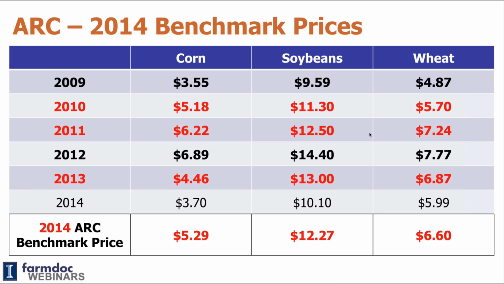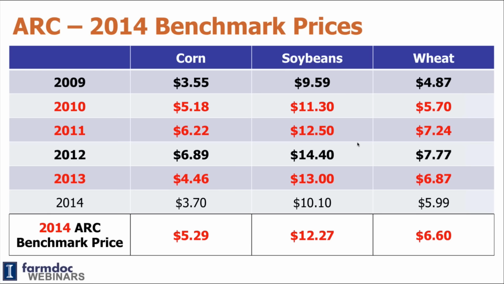So if we take a look at prices here, I'm going to start with 2014 just to illustrate how things changed, or actually did not change much, for 2015. So 2014, last year's benchmark price was $5.29 for corn, $12.27 for beans, $6.60 for wheat. That was based on 2009 through 2013. And you can see the prices that were actually used in that Olympic average highlighted in red. For all three crops, it was actually the 10, 11, and 13 marketing year prices that went into those averages to determine the benchmarks.